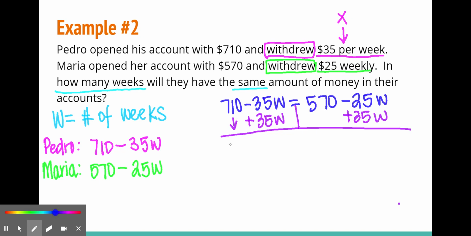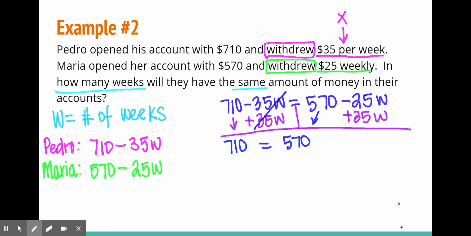Let me change my color. 710. Negative 35W plus 35W is 0, so that cancels out. Bring down the equal sign. 570 just drops down. And then negative 25W plus 35W is positive 10W. This is the equation that I am left with.